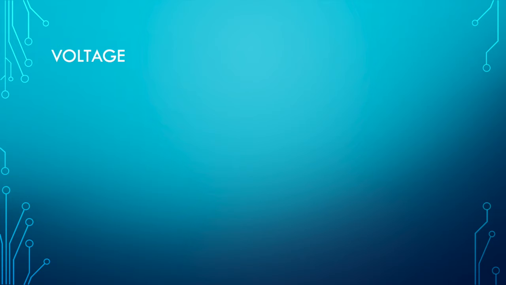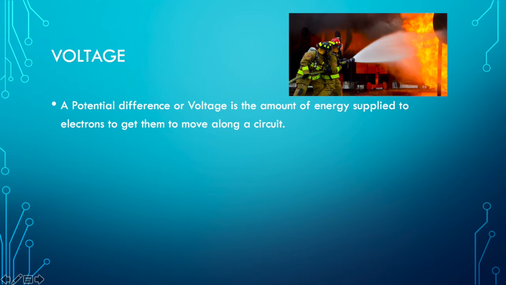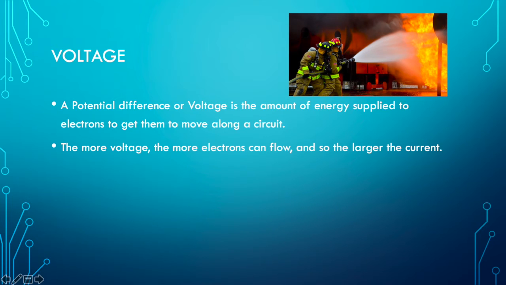Electrons won't spontaneously flow around a circuit. We need to give them energy to push them from one side of the circuit to the other. This energy is known as a voltage, or a potential difference. The voltage in a circuit is similar to water pressure in a pipe. If the water pressure is high, then more water will flow through the pipe. And in a circuit, if the voltage is increased, the current will increase too.